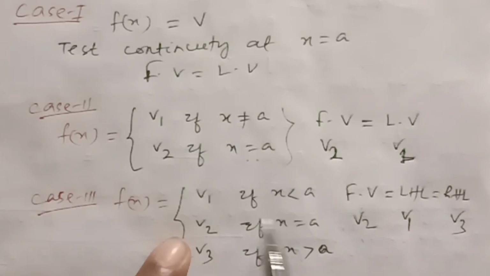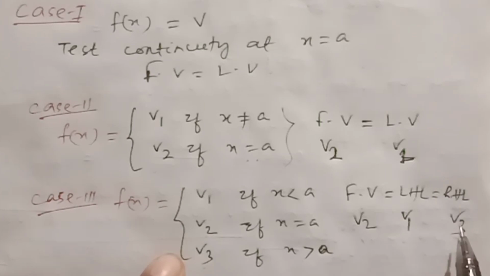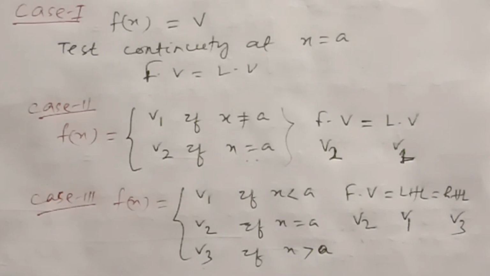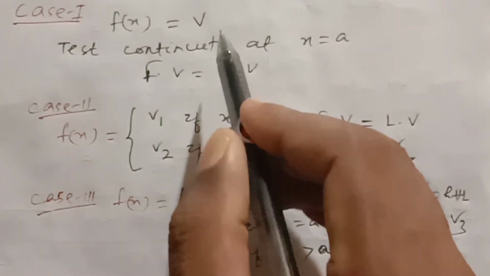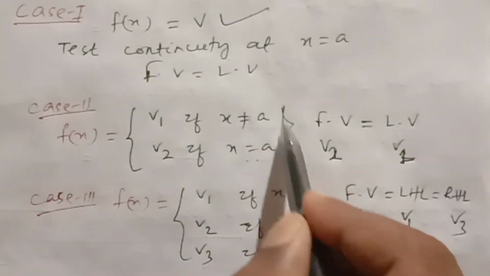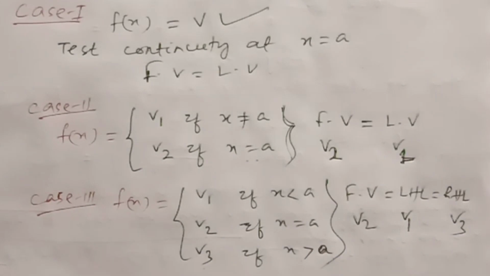So v1 will give the left hand limit, and the right hand limit can be obtained from the greater than symbol function. That means v3 will give the RHL. So these are the 3 different cases where all the problems can be solved. I am again saying a function may have 1 value or may have 2 values or may have 3 values.